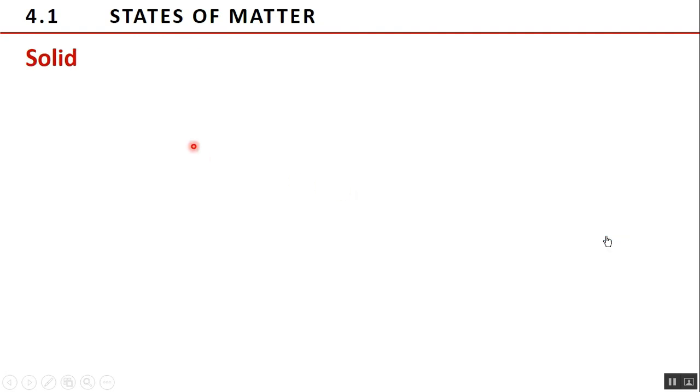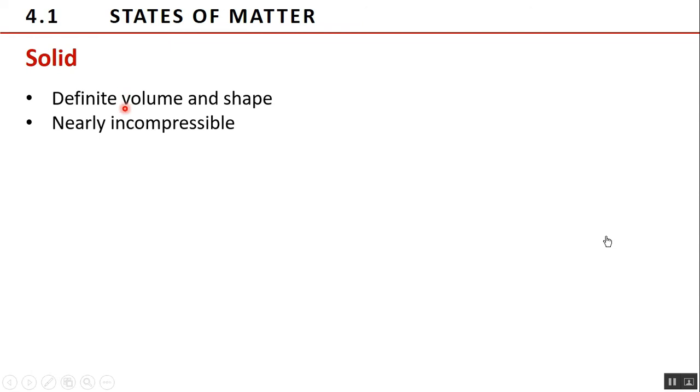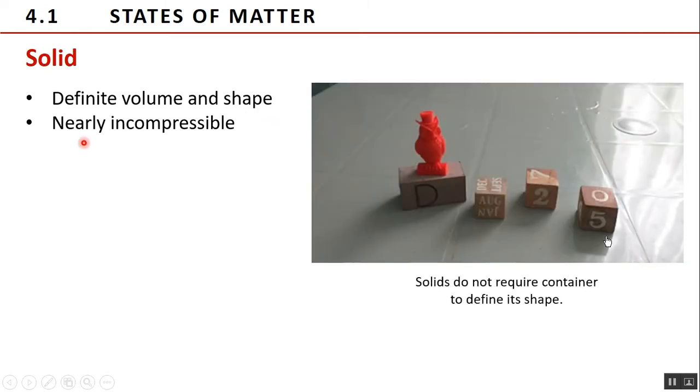The next important phase of matter, which we are focused with, is solid. A solid is a state of matter having definite volume and shape. Unlike gas and liquid, a solid does not require a container to define its shape. Like liquids, solids are nearly incompressible. However, in some cases, solids can be deformed slightly upon application of forces. This figure shows solids, like a 3D printed object and wooden cubes, that do not require a container to define their shape.